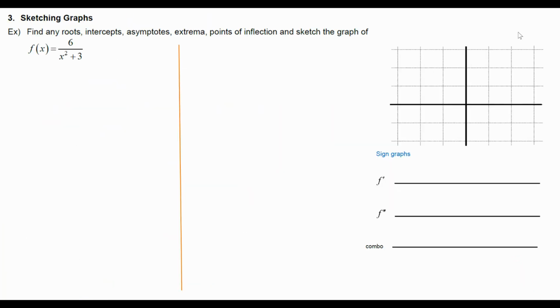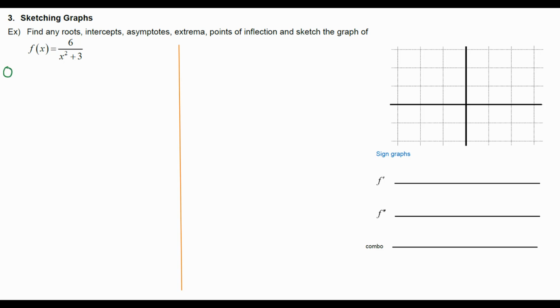In this example, we're going to use everything we have learned so far to sketch a graph of a function. And this is what you're going to do the whole time in 3.6. Find any roots, intercepts, asymptotes, extrema, points of inflection, and sketch the graph of f of x equals 6 over quantity x squared plus 3. So let's first find the roots.